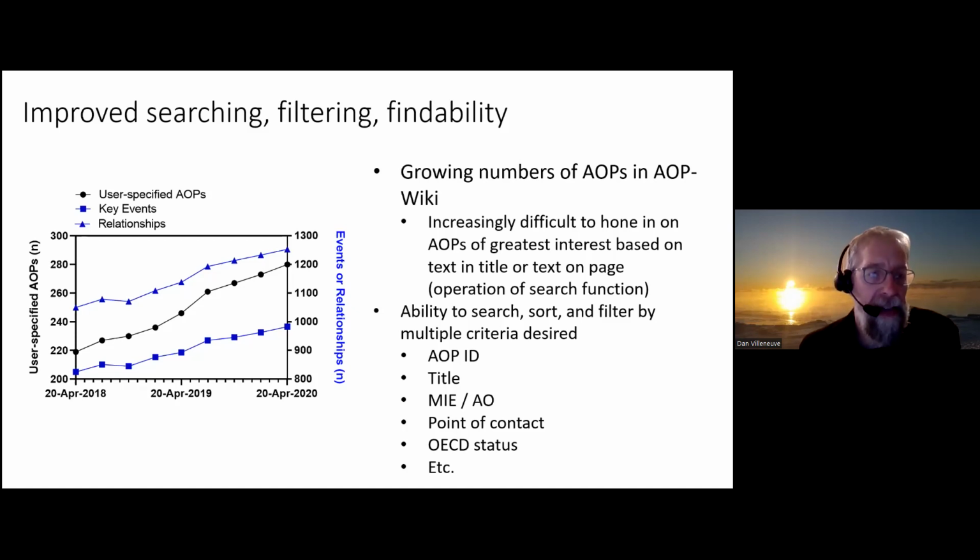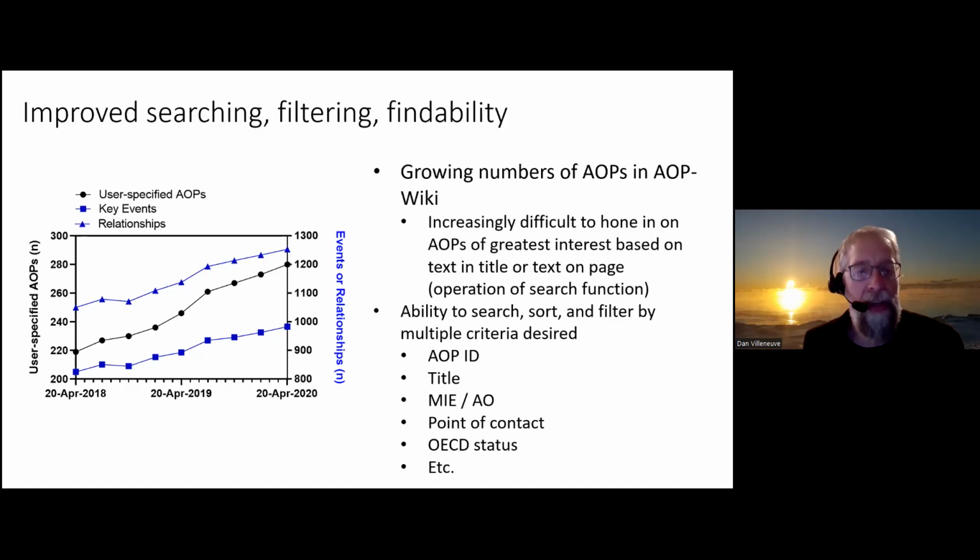As additional content has been added to the AOP-Wiki over the years, there are growing numbers of AOPs and associated key event and key event relationship pages. While this is great from a user perspective in that there's more content, it also makes it increasingly difficult to hone in on the AOPs of greatest interest based on the previously existing search features, which were focused on searching for specific text in the title of the pages or in the text of the pages. So that was how the search functions operated.